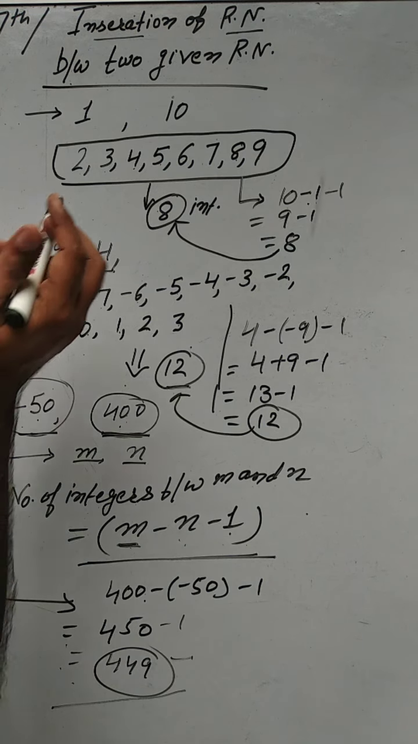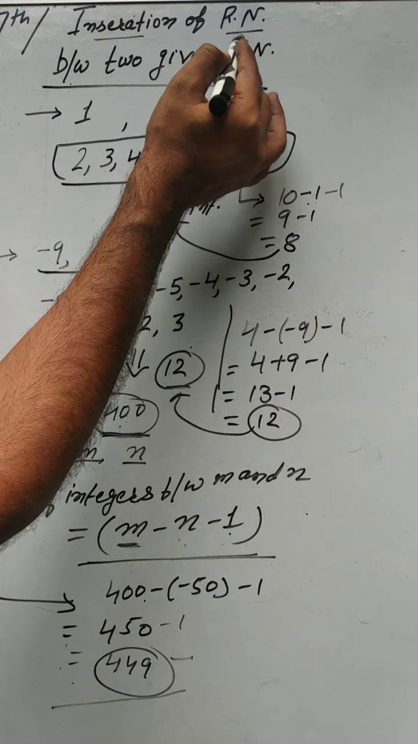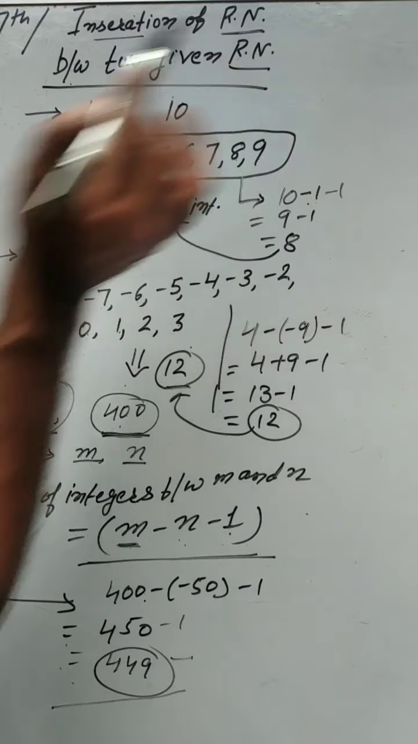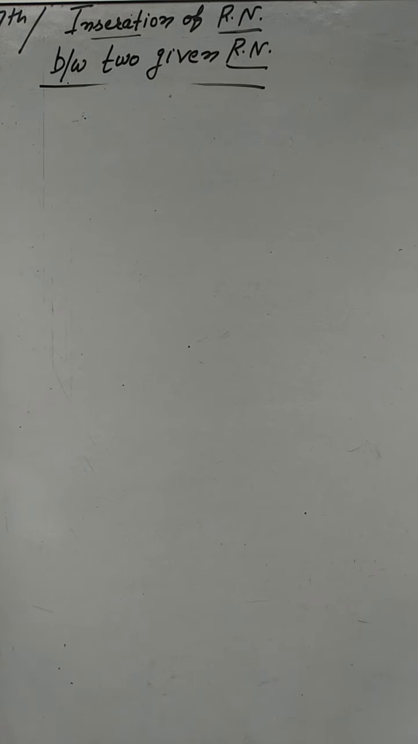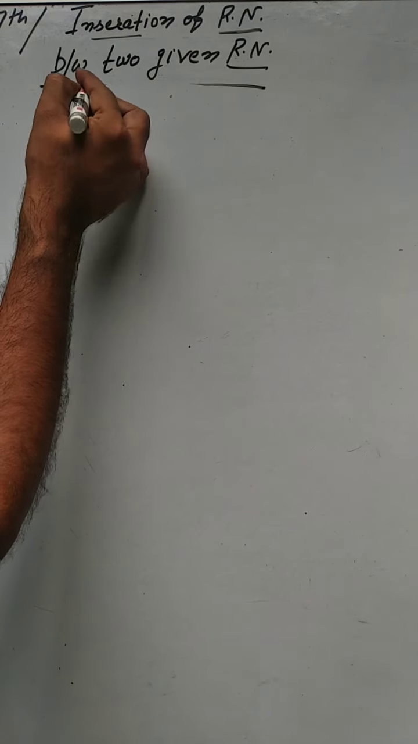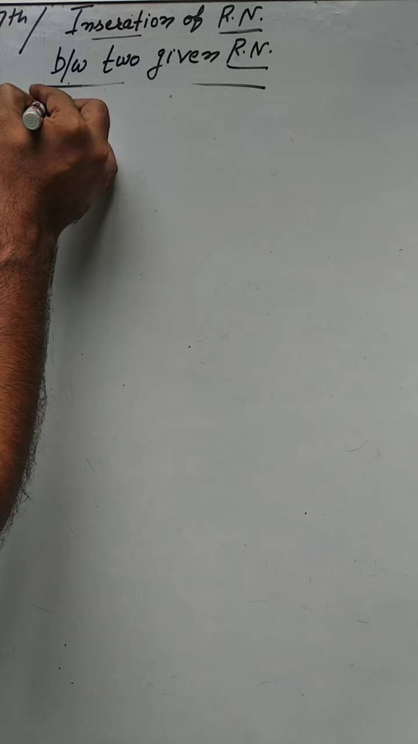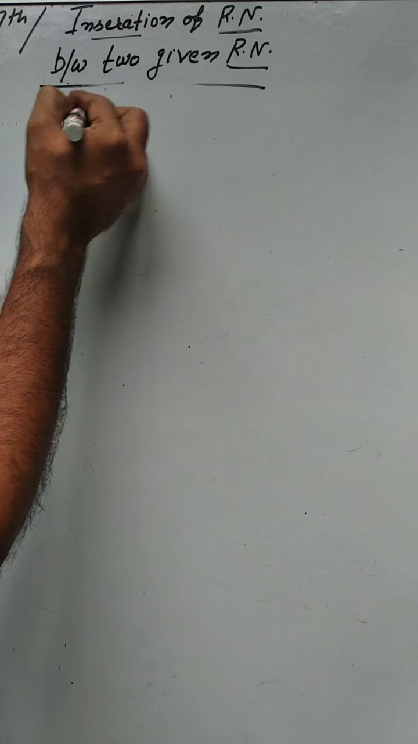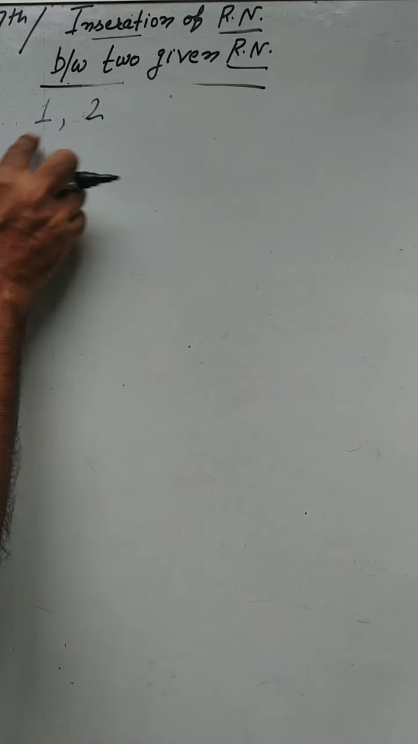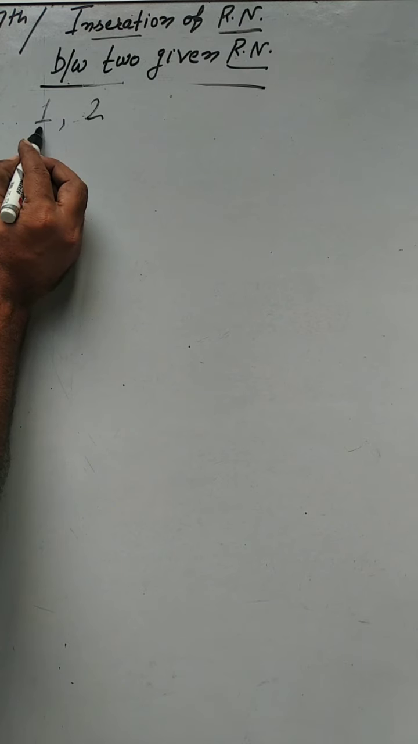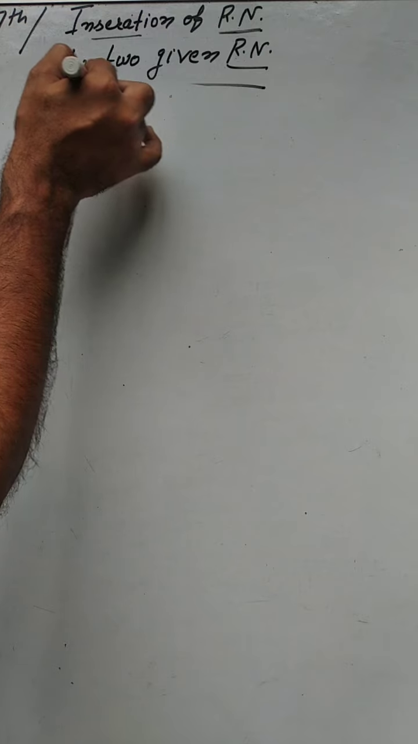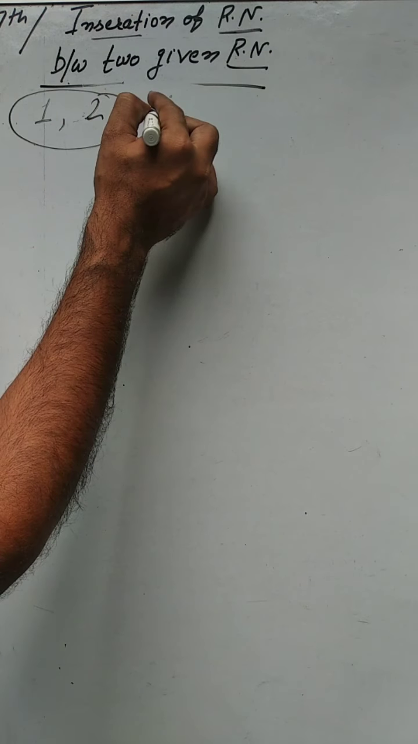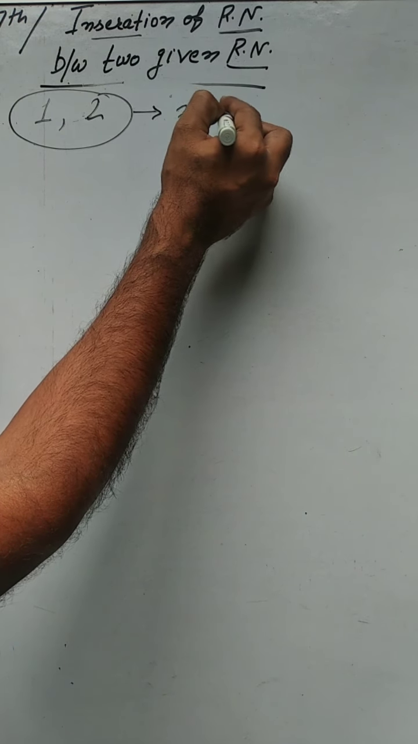Similarly beta, here we will find the number of rational numbers between any two given rational numbers. And beta, if you are given two consecutive integers, for example 1 and 2, consecutive means from 1 the next integer is 2, and between two consecutive integers there is no integer.